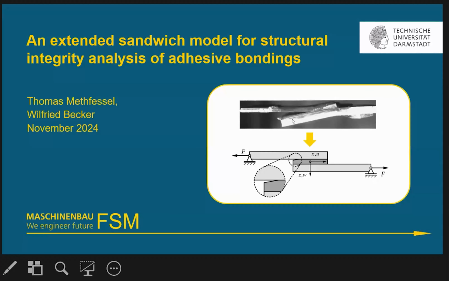Introduction. The title has already been given. Actually, I will talk about adhesive bonding, as you see here, for instance, how to derive the stress distribution in an approximate manner. And of course, based on that, we want to predict the effective strengths in order to avoid failure mechanisms, as you see it here. So that's a situation of structural integrity.